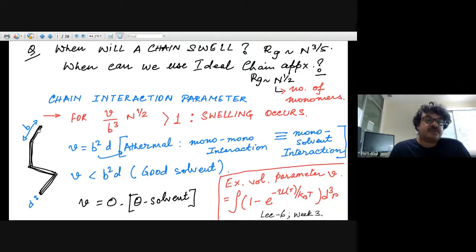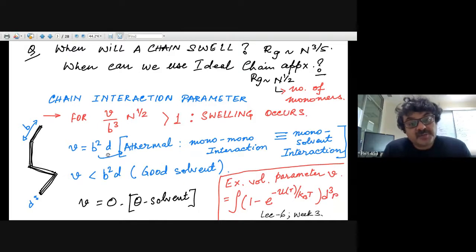Taking it as a Kratky-Porod model, the polymer is more like a rod between two monomers. Basically the width of these cylindrical objects is D, and the area of the cylinder will go as pi d squared b, but the excluded volume parameter v goes as b squared d.